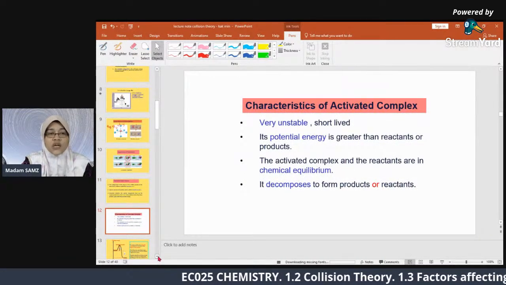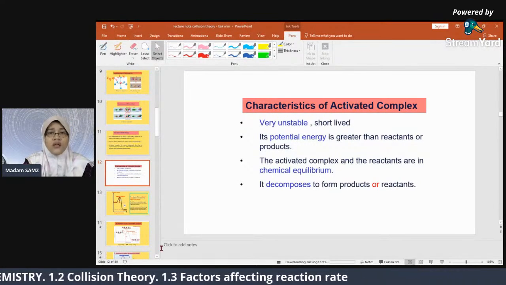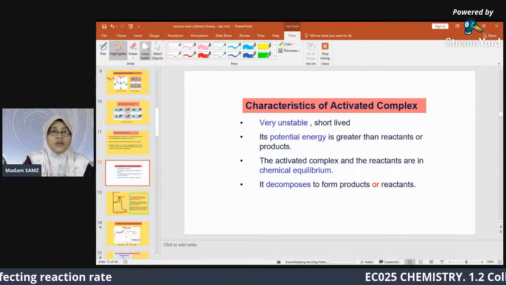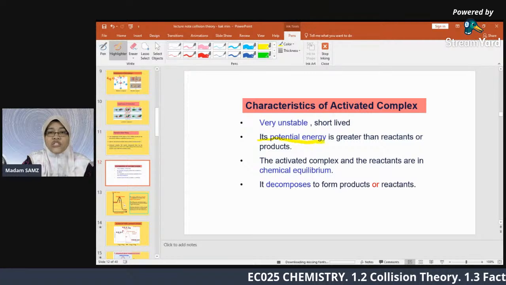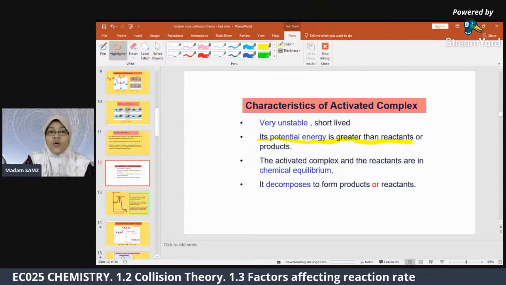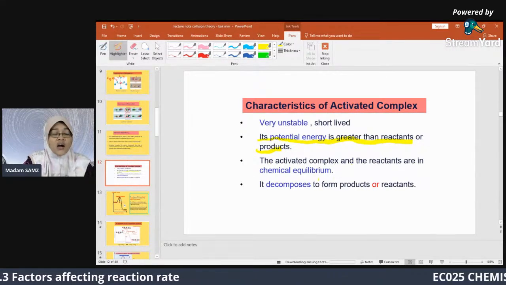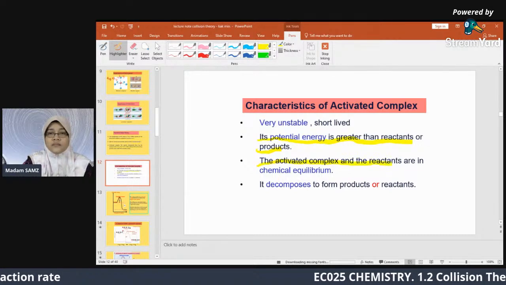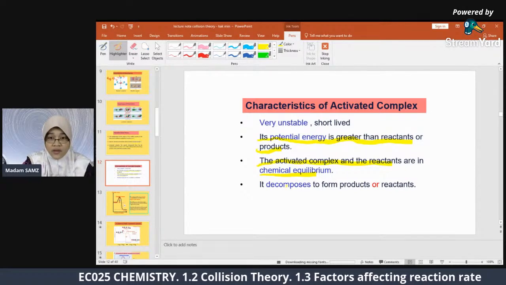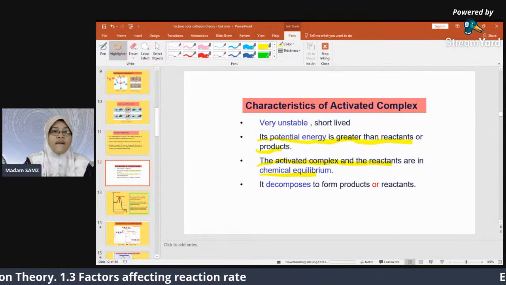So the characteristics of the activated complex are that it is very unstable and short-lived, and its potential energy is greater than that of the reactants or products. The activated complex and the reactants are in equilibrium. So this activated complex will decompose either to form a product or to reform the reactant.